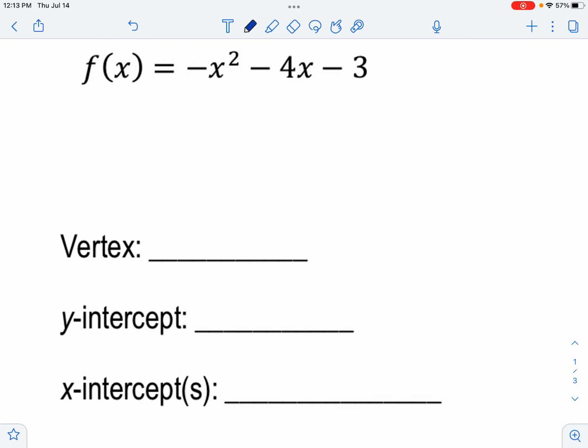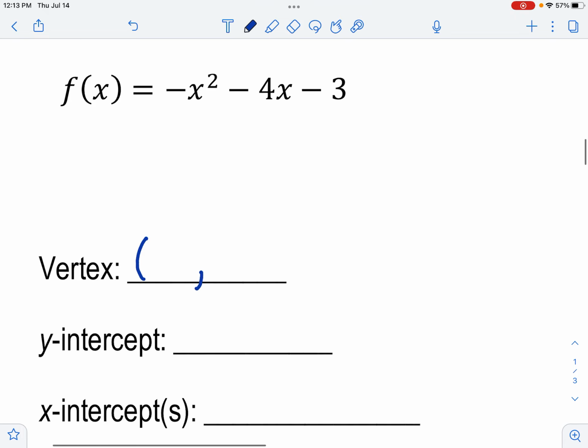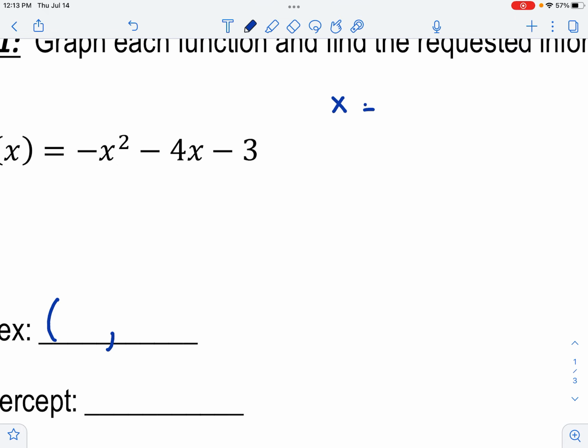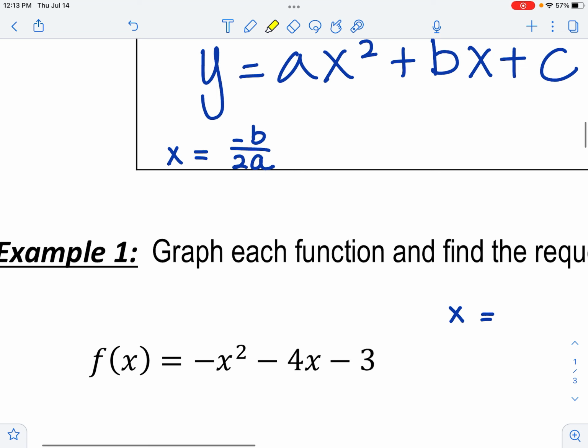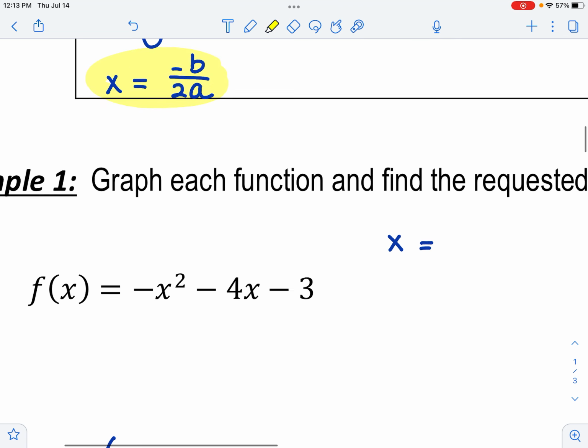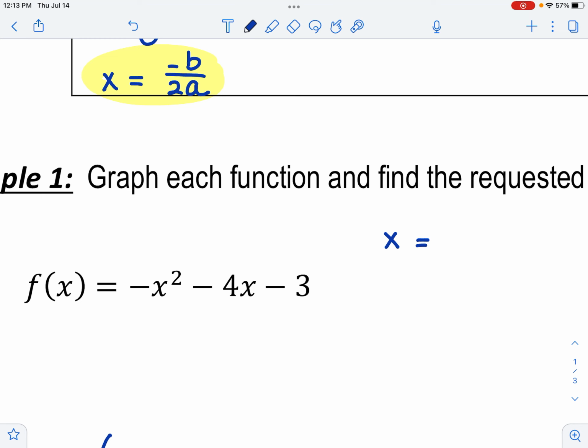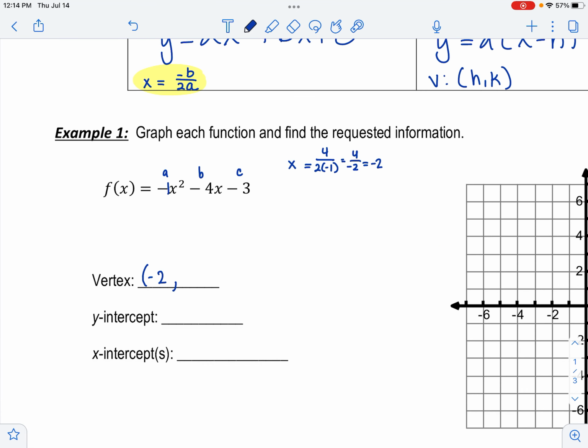So we're going to start off by finding the vertex. We are going to find the x value of the vertex first. So to find the x value of the vertex, once again, we are using this equation right here, the opposite of b over 2 times a. So we're going to take the opposite of the b value. We can see that the a value is -1, b value is -4, and c is -3. So the opposite of -4 is +4 over 2 times the a value, which is -1. Simplify that. That's 4 divided by -2, which is -2. So now we know the x value of our vertex is -2.